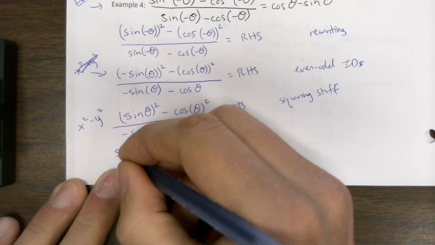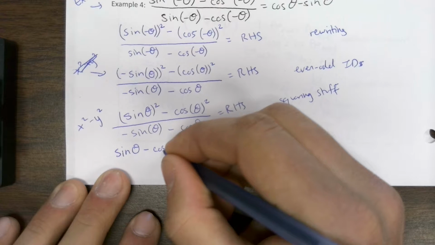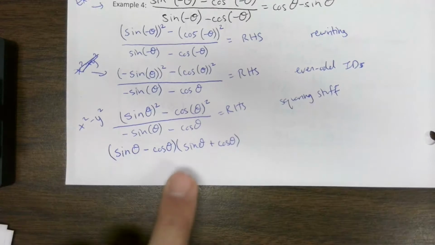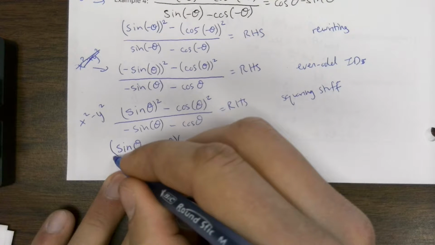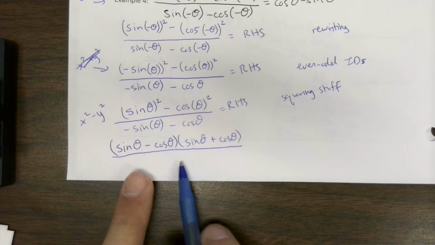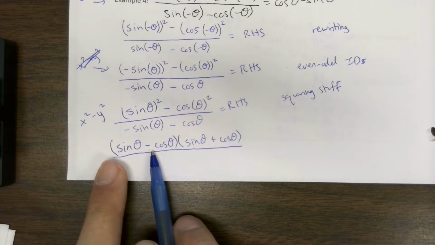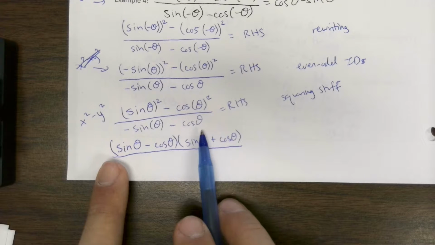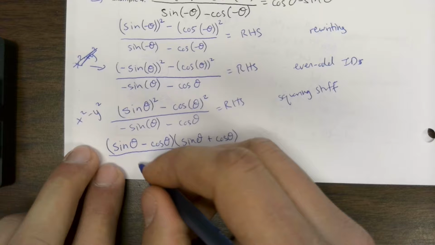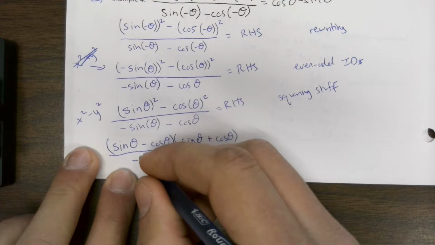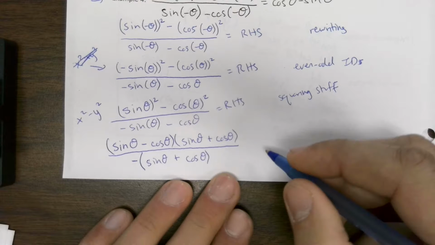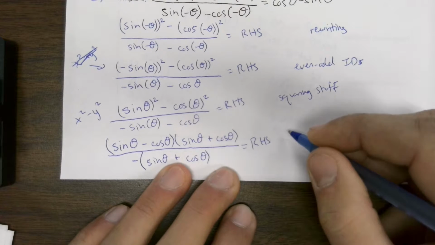So I'm going to rewrite this as sine of theta minus cosine of theta times sine of theta plus cosine of theta. Okay, so that's our classic difference of two squares factorization. And then this will be over, and I want the stuff on the bottom to look like one of these because I want to be able to cross this out. So on the bottom I have minus sine theta minus cosine theta. Well, if I factor out a negative on this bottom here, I can make it look like this right term. So I'm going to go ahead and do that. I have minus and then factored sine theta plus cosine theta. And then this equals the right hand side. So this was all factoring.